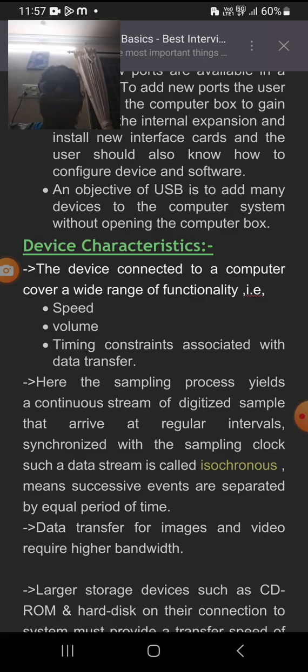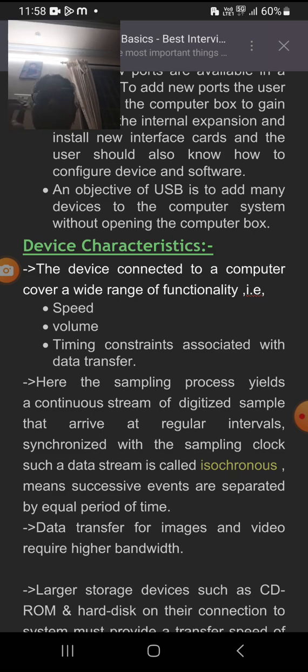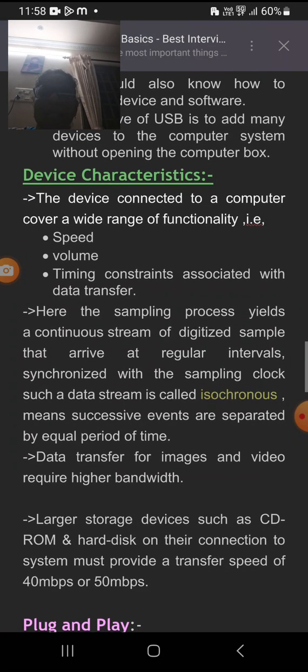So here the sampling process yields a continuous stream of digitized samples that arrive at regular intervals. Synchronizing with the sampling clock, such a data stream is called isochronous. It means successive events are separated by equal periods of time. Data transfer for images and video requires high bandwidth.